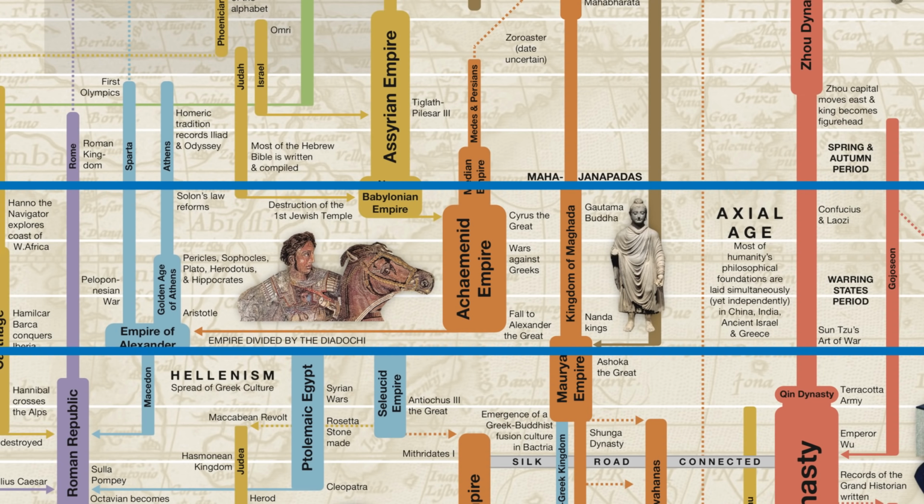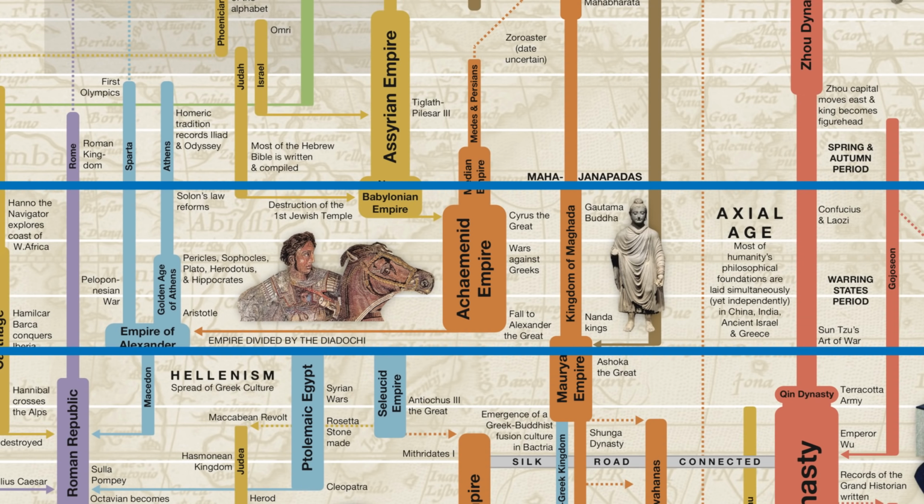It was during the Axial Age, from 600 BCE to 300 BCE, that most of humanity's most important philosophical foundations were laid. And what makes the Axial Age so interesting is that these foundations were laid pretty much simultaneously, yet independently, in several different locations. So, around the same time that the Buddha was walking the earth, so were Chinese philosophers such as Confucius and Greek philosophers such as Plato.